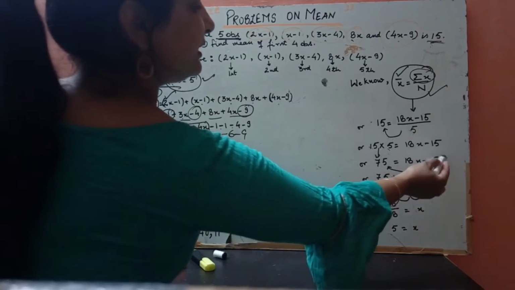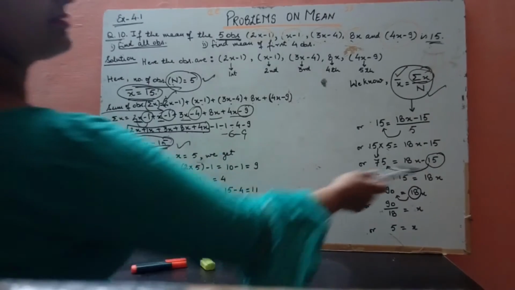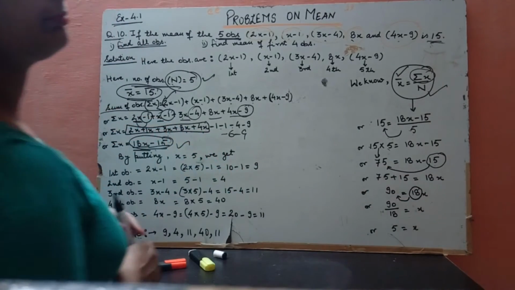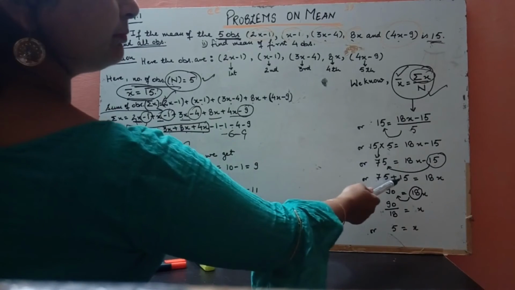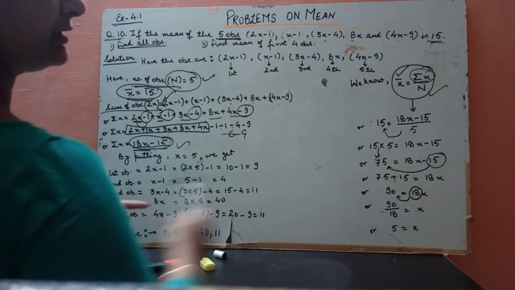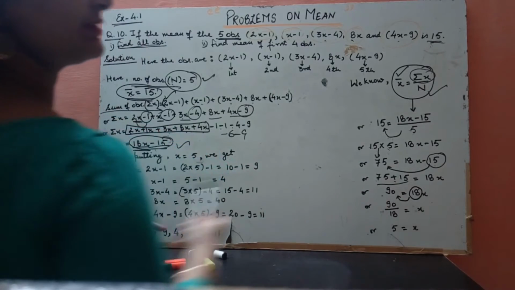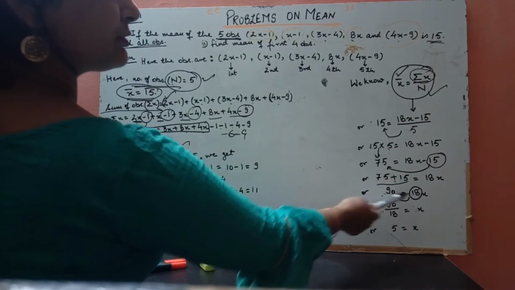Now this 15 will be shifted to this side. It is subtracted here, so it will come to this side and it will be added. So 75 plus 15 is equal to 18x. 75 plus 15 gives us 90. We get 90 is equal to 18x.